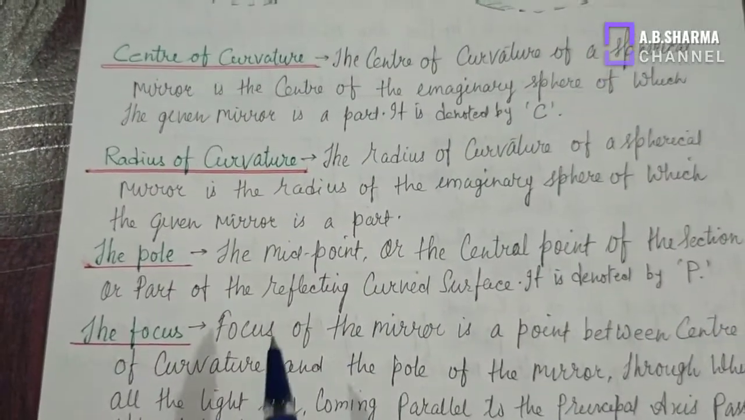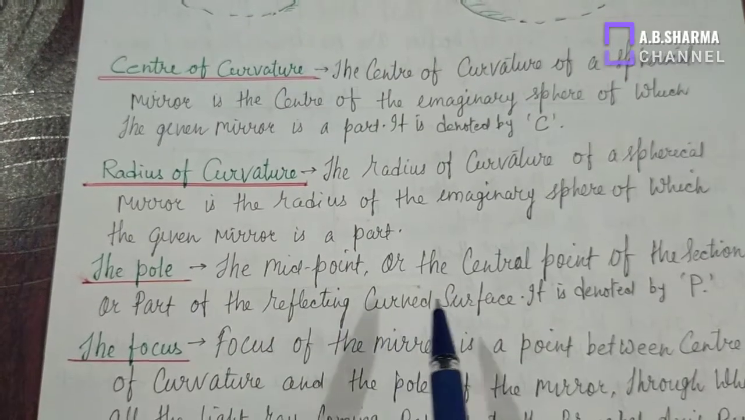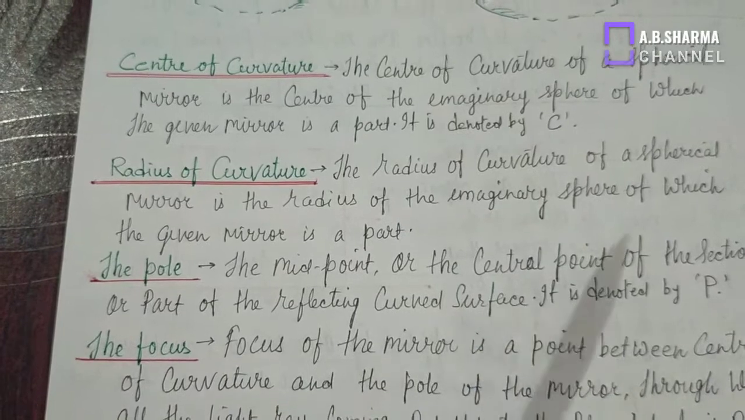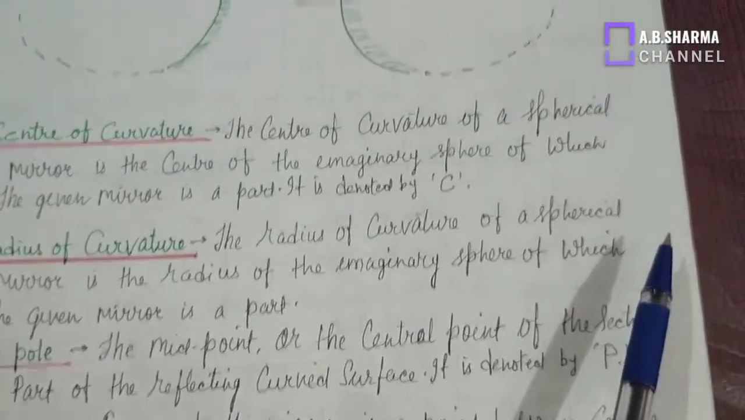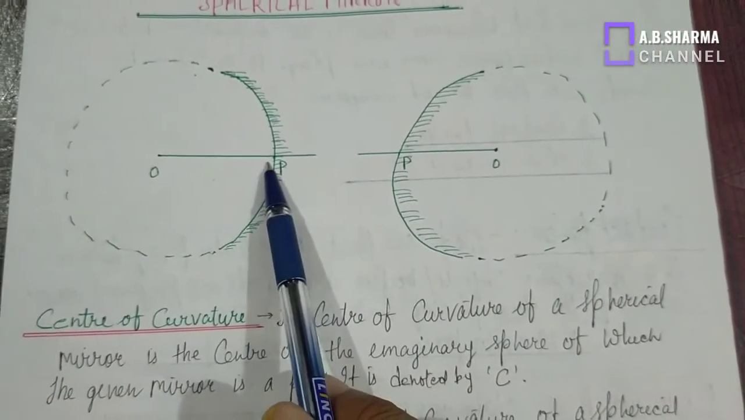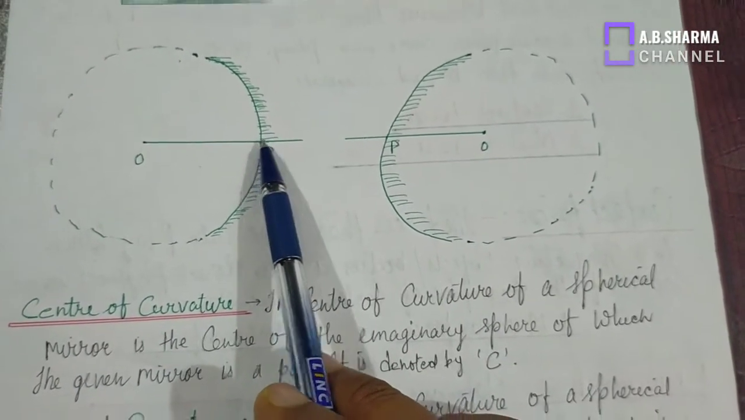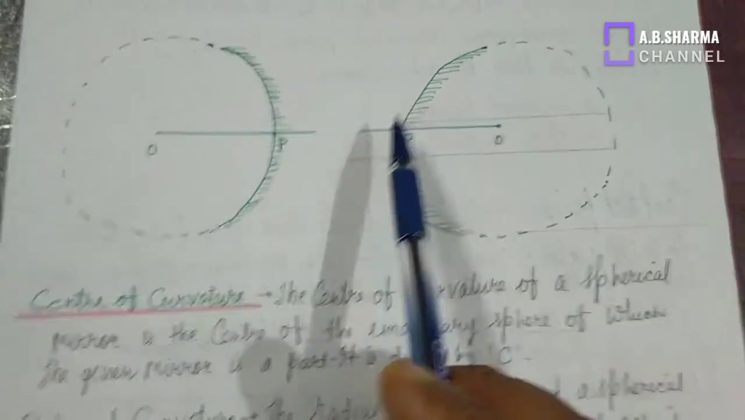The pole is the midpoint or the central point of the reflecting curved surface, and it is denoted by P. This is the central point or midpoint of the reflecting surface, and this point P is called the pole of the mirror.